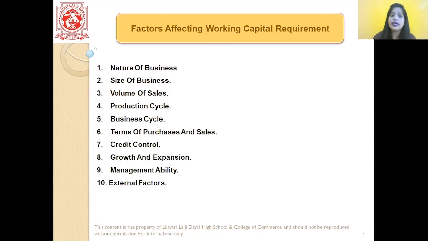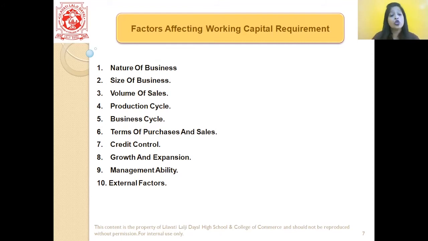Let us now study the factors affecting the working capital requirement. Again, students, we have 10 pointers that we need to understand. First one is nature of business. If you have a manufacturing business, where you deal in large scale business, that time you will require more amount of working capital. Second, size of business. If the size of business is large, large scale operations are carried out in your business, that is the point of time when you will require more amount of working capital.